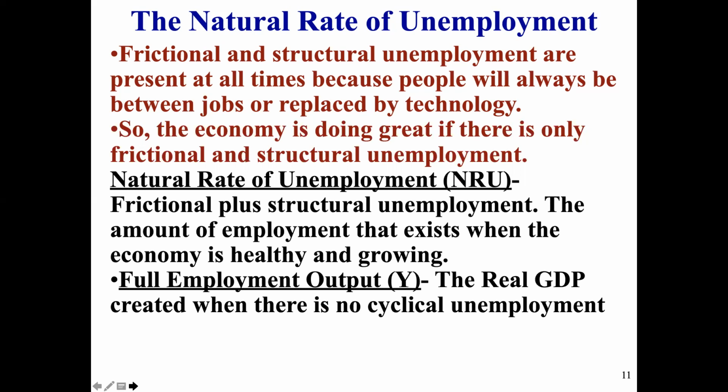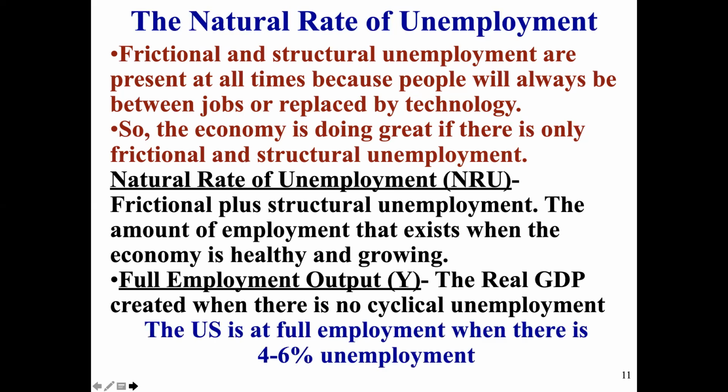When a society has its natural rate of unemployment, it is considered operating at full employment output. So to have full employment output, your current unemployment rate is the natural rate of unemployment, and the real GDP produced by that is the full potential GDP, and there's no cyclical unemployment. In the US, the textbooks say the full employment output for the US is somewhere between 4 and 6%. We usually round it and say 5%.